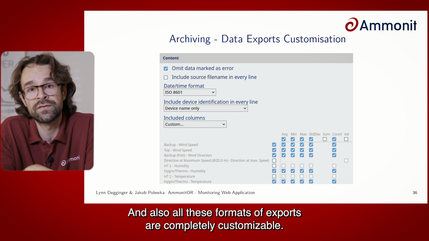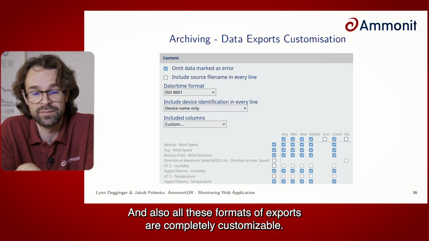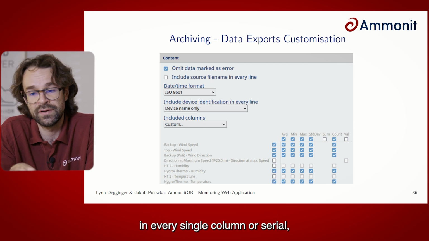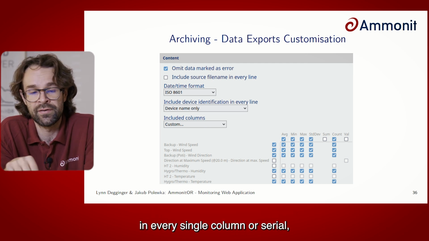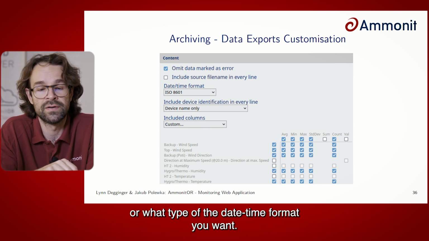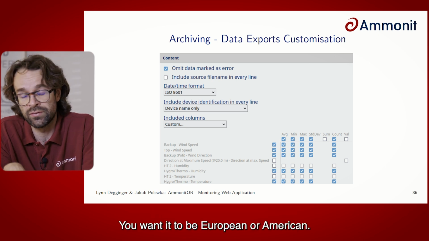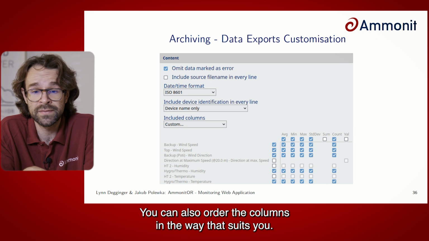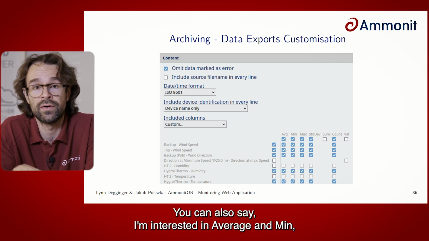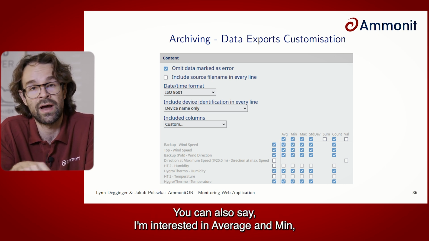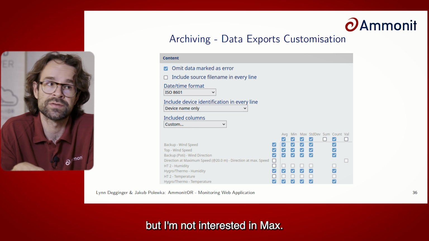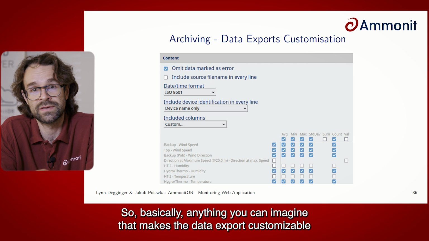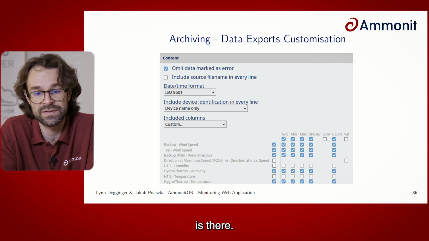And also, all these formats of exports are completely customizable. You can say that you want to have the device name in every single column, or the serial, or what type of date-time format you want. You want it to be European or American. You can also reorder the columns in the way that suits you. You can also say, okay, I'm interested in average and min, but I'm not interested in max. So basically anything you can imagine that makes the data export customizable is there.